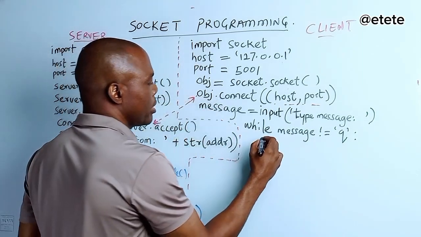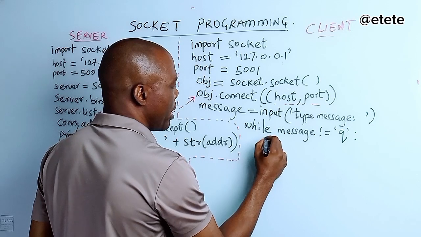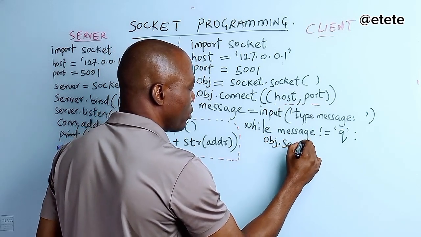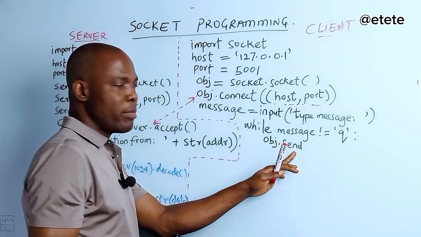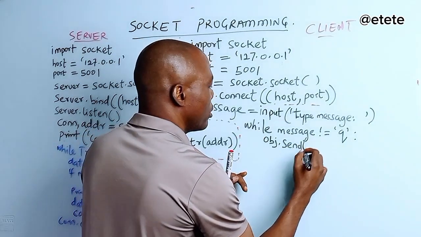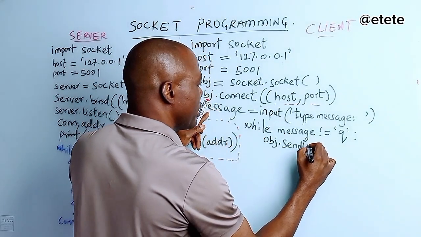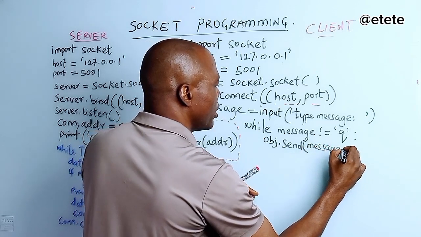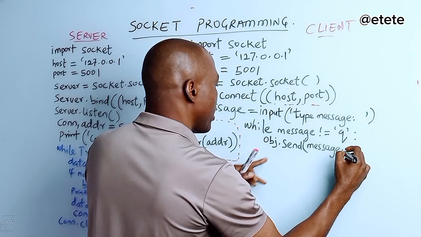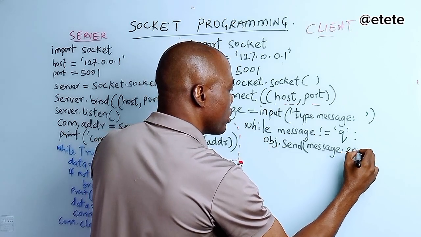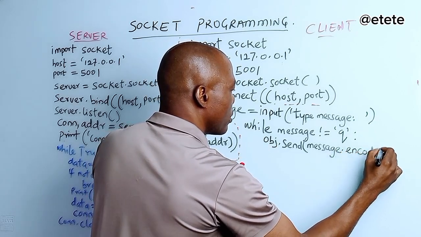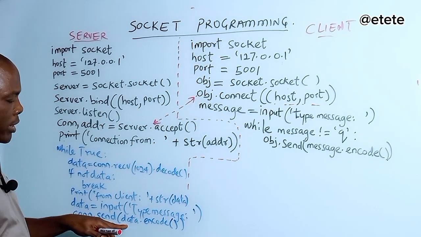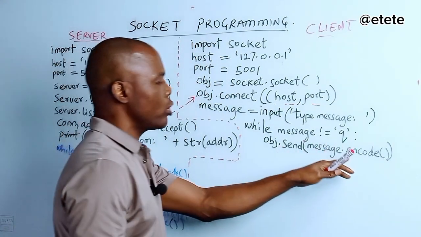So this object will come in here, object dot send. It will call the send method, right? And that send method will now send this message. But it will give it to the encode. Just like this place, connect.send data.encode. So that is what is going to happen here.